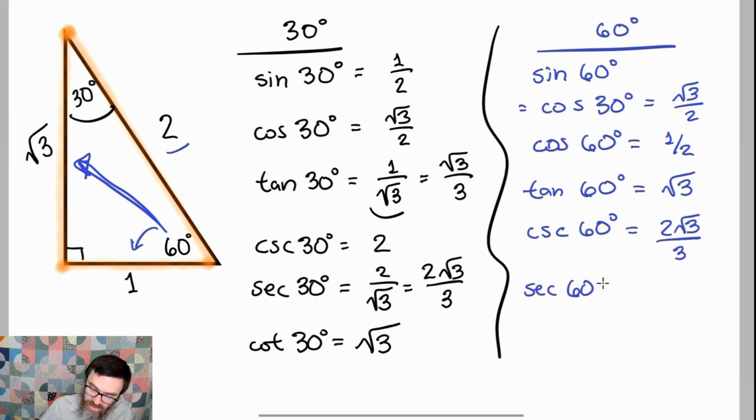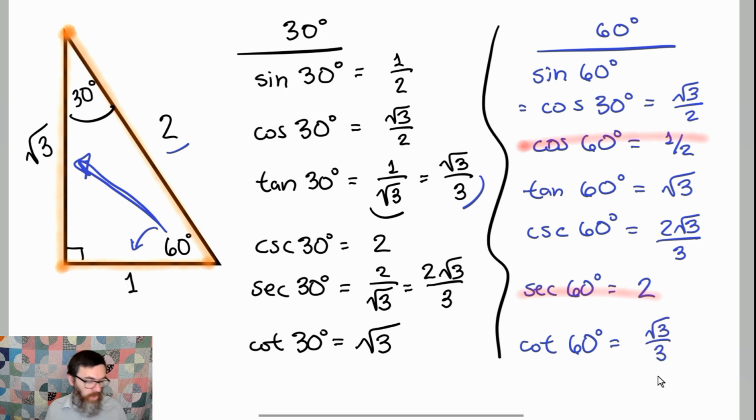The secant of 60 should be equal to the cosecant of its complement, so the cosecant of 30 is 2. And notice how this does line up with expectations. Cosine of 60 is 1/2. Secant, which is its reciprocal, is 2. Yeah, that makes sense. And then finally we have the cotangent of 60, which should equal the tangent of its complement, which is right here. So the square root of 3 over 3.